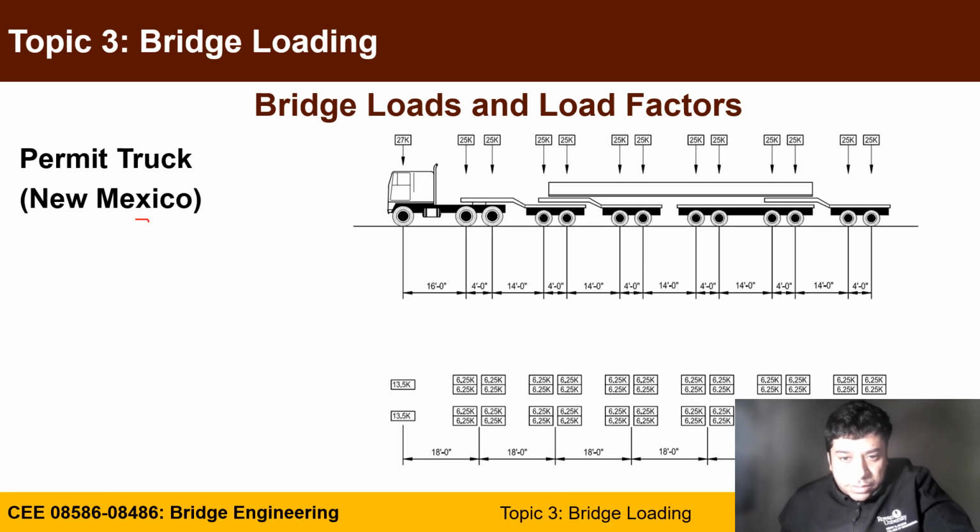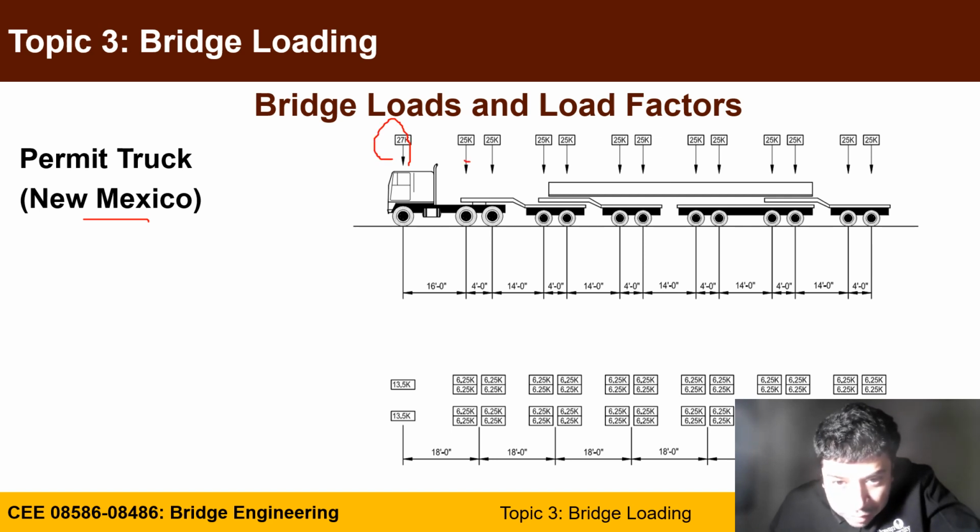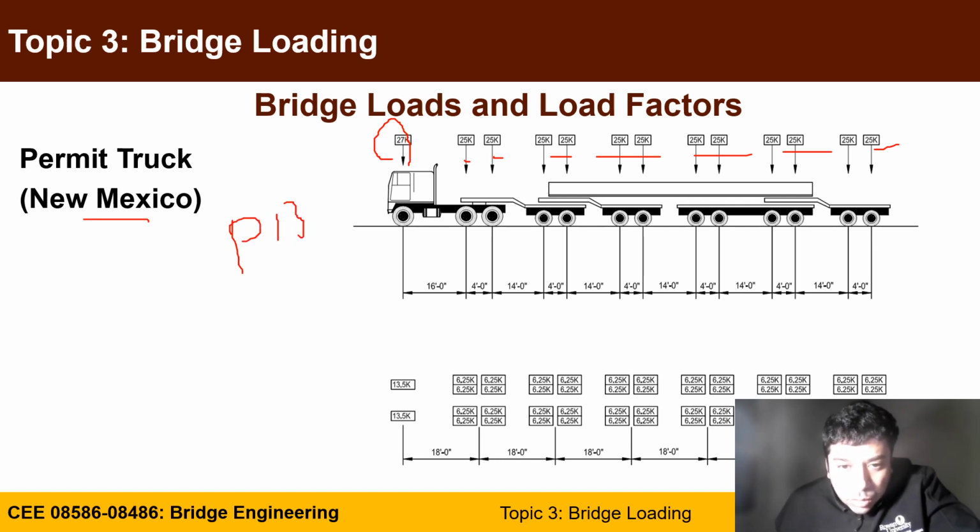If you go for New Mexico, this is how the truck will go. For example, you carry the beam, you may have 27, 25, 25, 25, a series of 25s. This is called B13 because it has 13 axle loads. You can count 1, 2, 3, 4, 5, 6, 7, 8, 9, 10, 11, 12, 13. And the spacing is around 18 feet, and this is a plan view showing the loads.